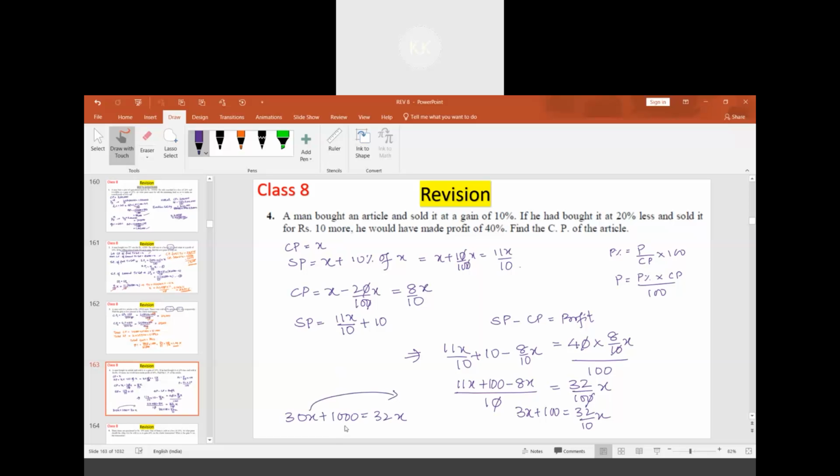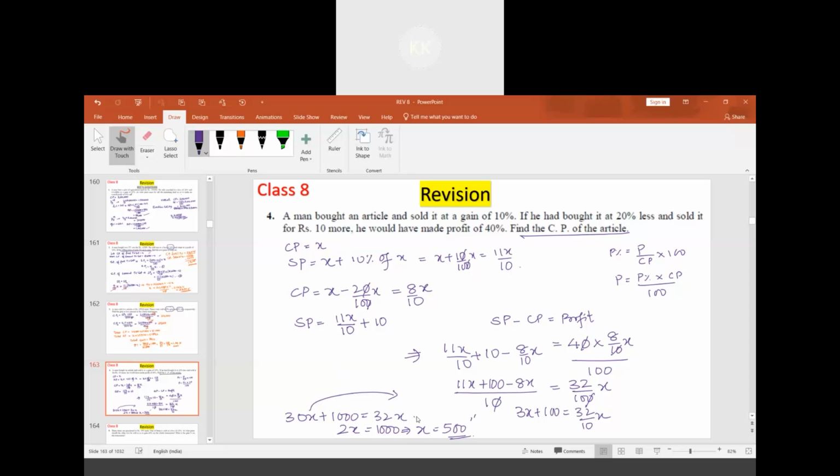Transpose it. 2x is equal to 1000, so x is 500. 500 is the cost price. They have asked to find the cost price. So the cost price is 500.